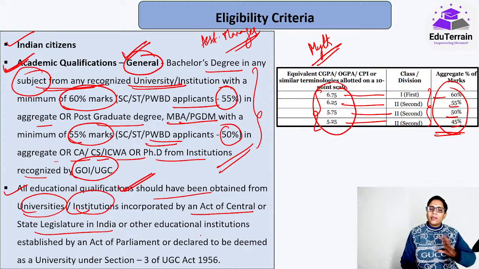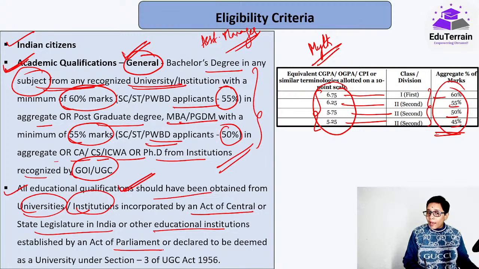In simpler terms, they should be recognized either by the state or the UGC, as you can see, or other educational institution established by an act of parliament or declared to be deemed as a university under section 3 of UGC Act 1956. So this we have to be very very careful.